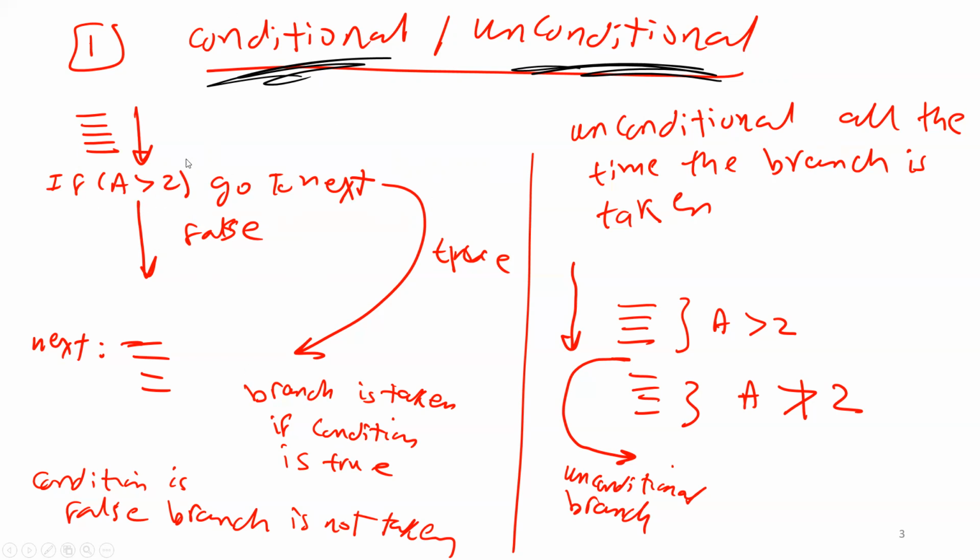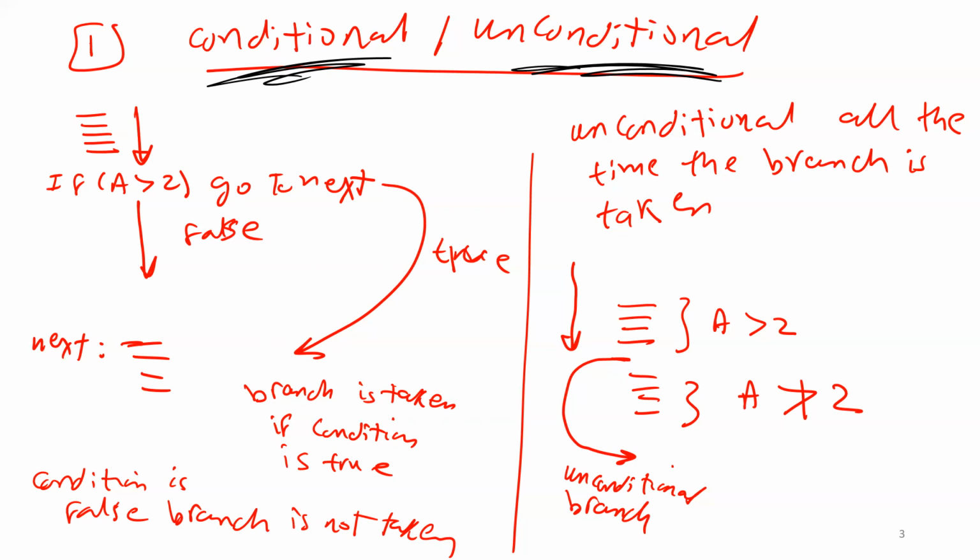So in this case, we have instructions for conditional branches, and we have an instruction for unconditional branches. In case of conditional branches, the branch can be taken or may not be taken. You can branch or not, it depends on the condition. If the condition is true, the branch is taken. If the condition is false, the branch is not taken. You can tell from the English name, conditional.